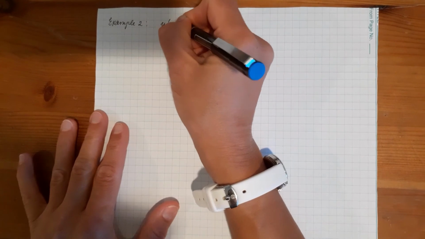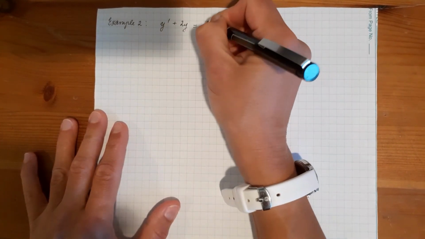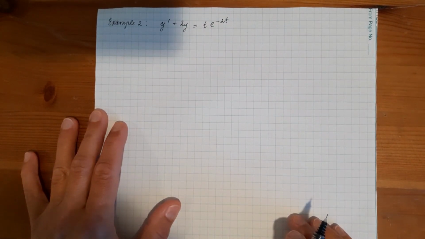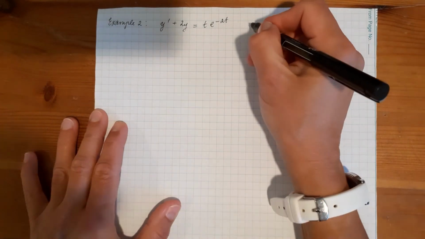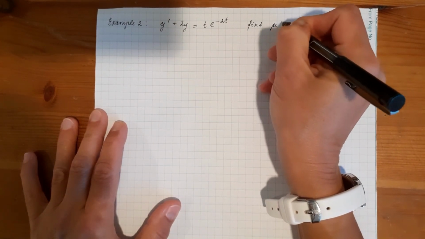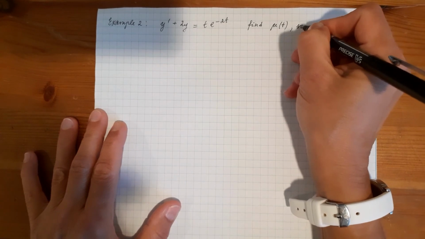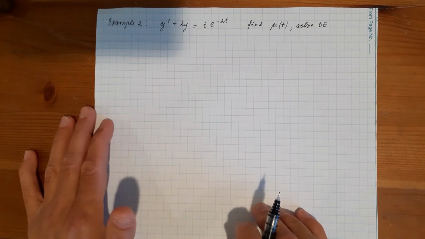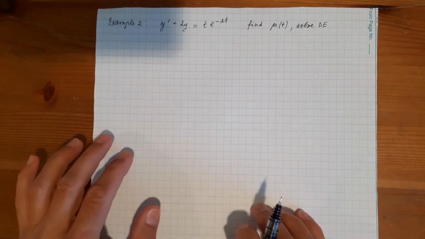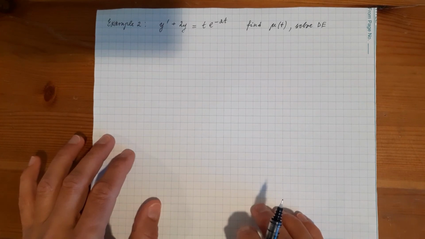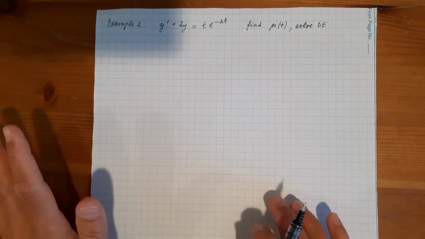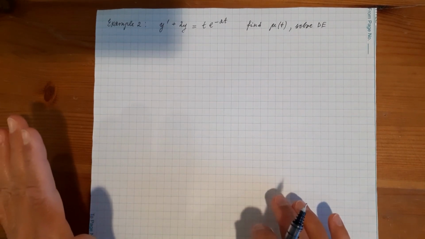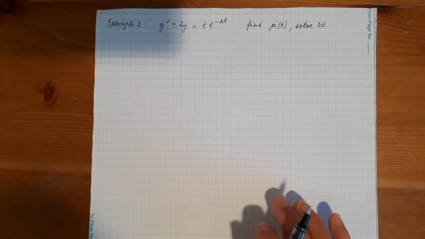So y prime plus 2y equals t e to the power of negative 2t. And I'm asking specifically, find the integrating factor and solve the differential equation. Here I don't give you any initial conditions, so you just solve it in general. I'm going to count to 3 and then solve it myself, but at this point you can stop your video and try to do it yourself. I'm counting 1, 2, 3, and I'll start solving it.